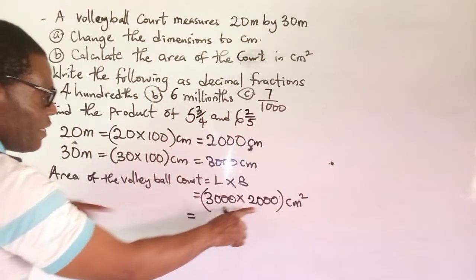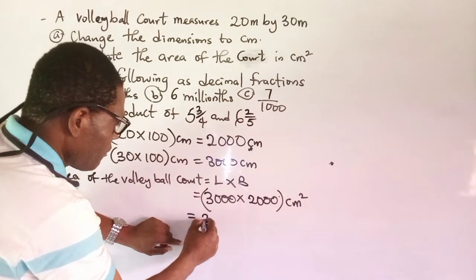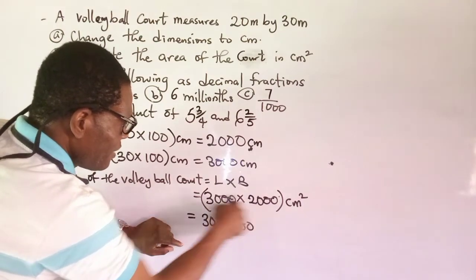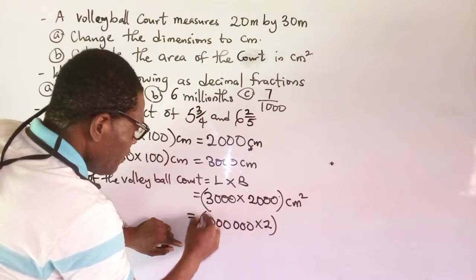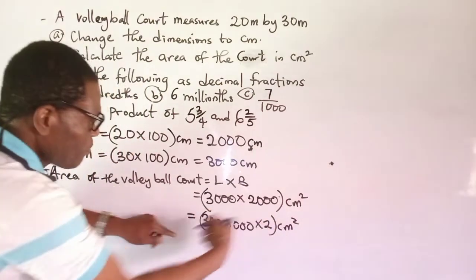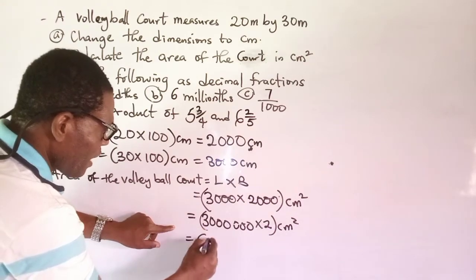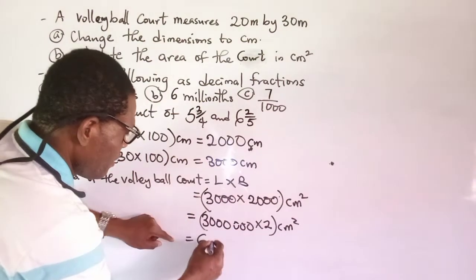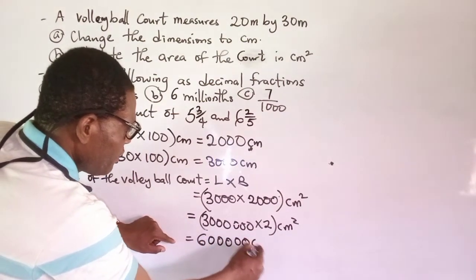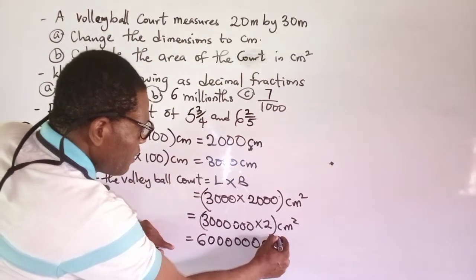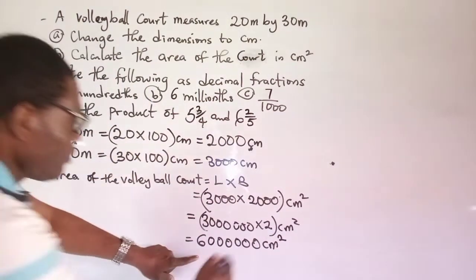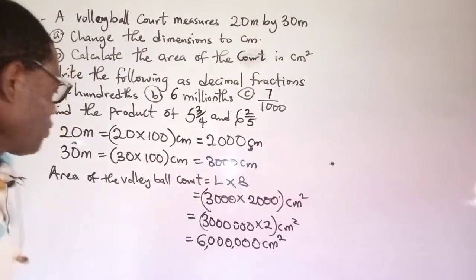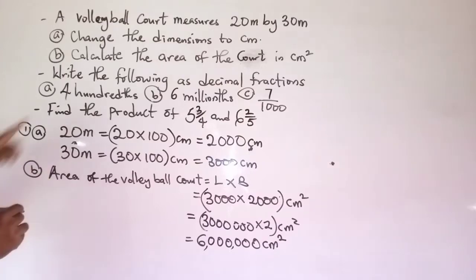And the value here, just add up all these zeros. Multiply 3 times 2, that will give us 6, then we add up the zeros: 1, 2, 3, 4, 5, 6. So we have 6 million centimeter square, and that gives us the second part of the question.